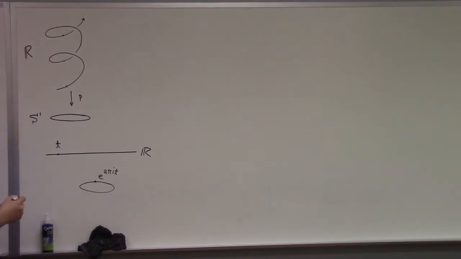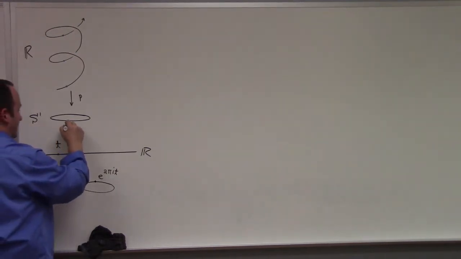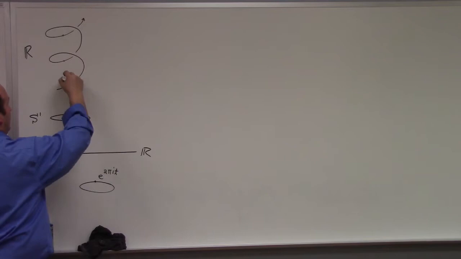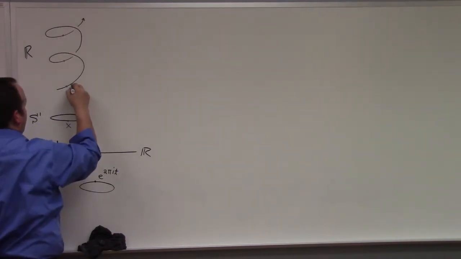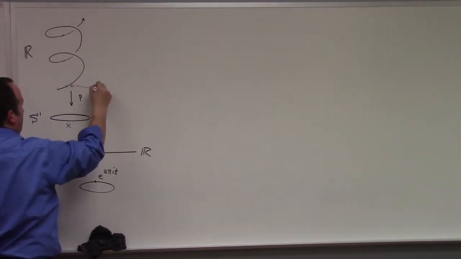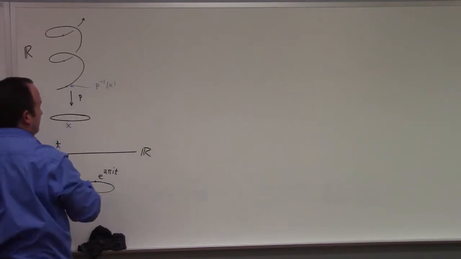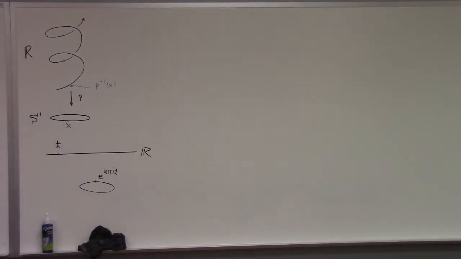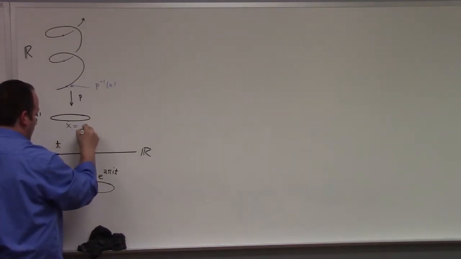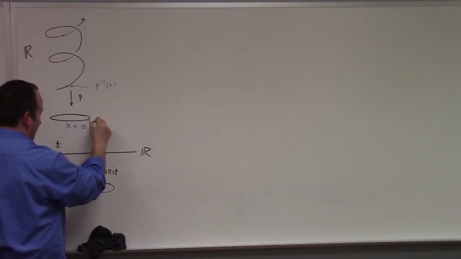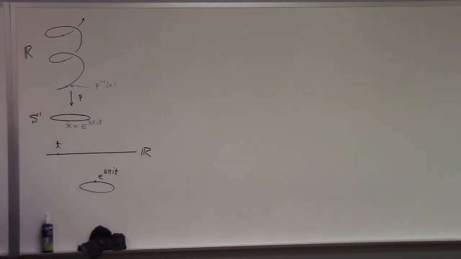If this is x down here, then this discrete spectrum is forming p inverse of x, right? But in that current format, it's still kind of a drag. If I say x is equal to e to the 2 pi it, like that, then you can actually give a formula for the fiber over that x.